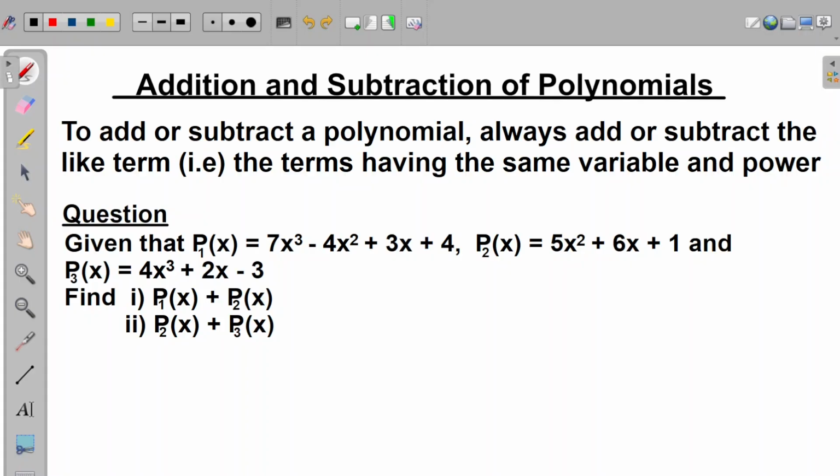So we're given a question that says, given that P1 of x is equal to 7x cubed minus 4x squared plus 3x plus 4. And also, we have that P2 of x is equal to 5x squared plus 6x plus 1. And P3 of x is equal to 4x cubed plus 2x minus 3. So we are asked to find P1 of x plus P2 of x, and also P2 of x plus P3 of x. So let's dive into the solution.